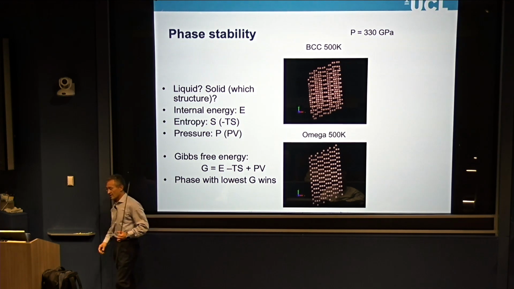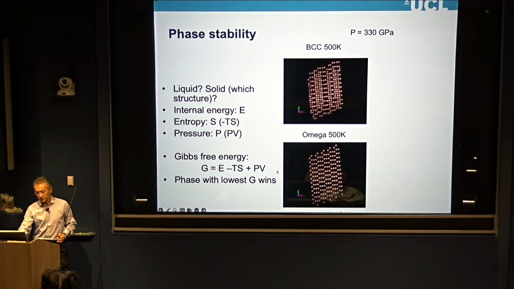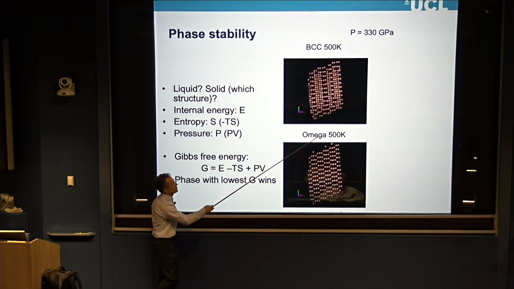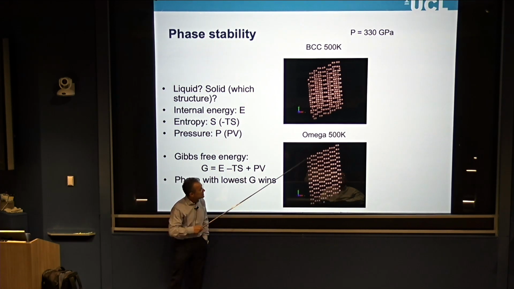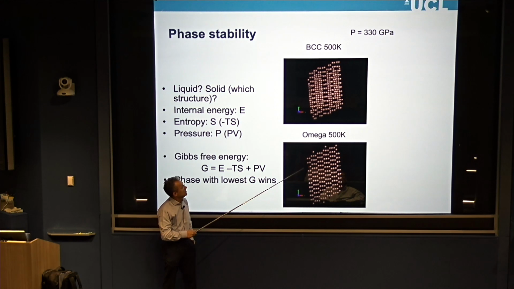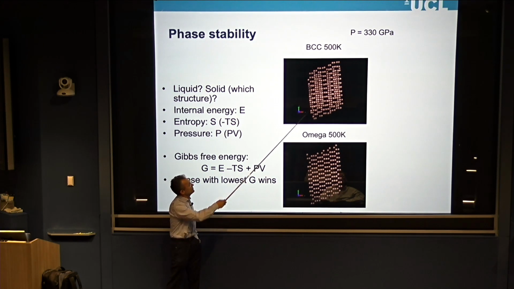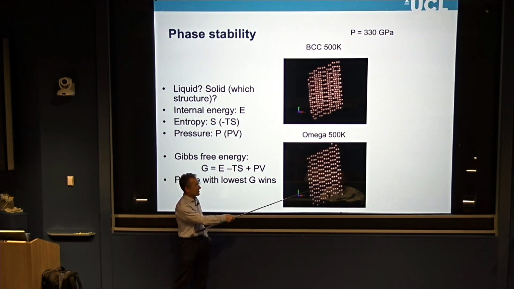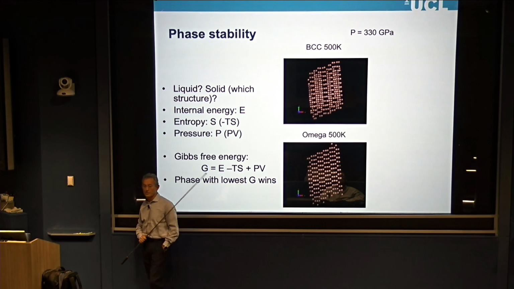Right? It's gone to something that is very close to this omega phase, which is a different crystal structure. And indeed, if I do the same on this structure, the omega phase, simulation at 500 Kelvin, you see that this structure remains stable. So there has been a phase transition from this to this, because the sum of these three terms, so the Gibbs free energy of this structure at that temperature and that pressure, is lower for the omega phase.